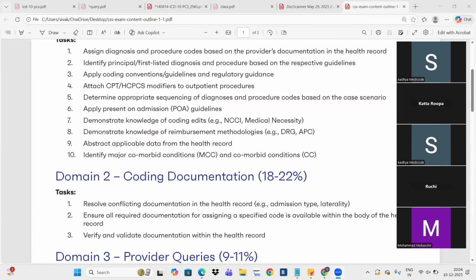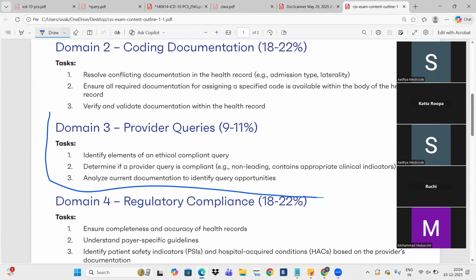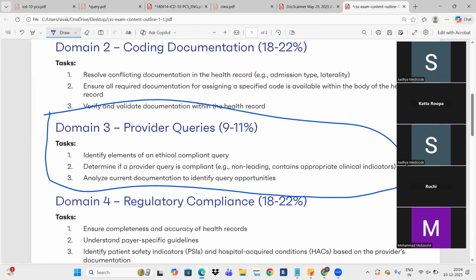Okay, guys. So last 2 days we discussed provider queries, correct? And we practiced examples. Domain 3. So this domain should be already completed by last 2 days. So provider queries we completed. Clear? This is your CCS syllabus.